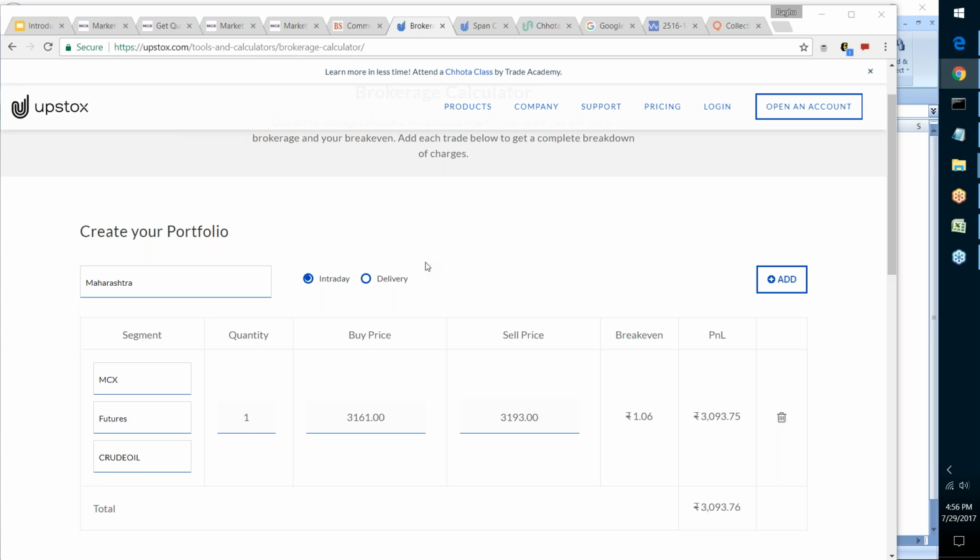Guru Darshan wants a Chota class on currency futures. Sure, Guru Darshan, we could do that. Josh is asking, what's the fastest way to activate new segments on Upstocks? You know what, Josh? You can use the account opening process. Upstocks has a really cool account opening process where everything is done online, so you should be able to open up an account very fast. Or why don't you send an email to support at trade academy, and we will see if we can expedite your account opening process.